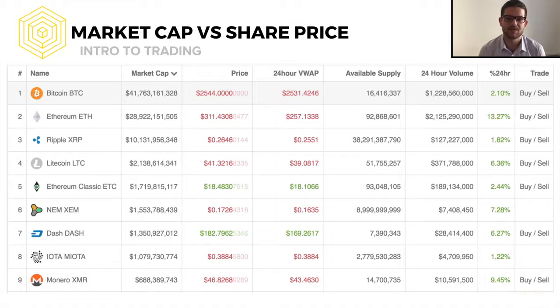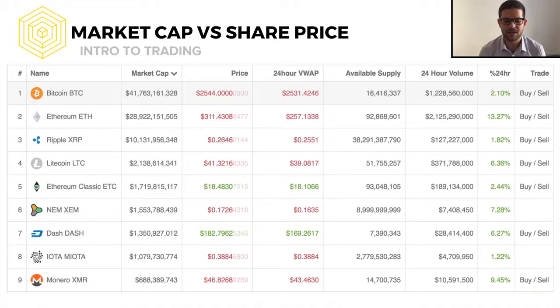I'm showing here a quick screenshot of CoinCap that I mentioned in the beginning. I think it's really important to go over. A lot of people tend to not necessarily see this, especially if they're very new to trading: the difference in market cap and share price. If you look at Bitcoin, the price per Bitcoin is $2,544, and the market cap is $41.7 billion. Whereas Ethereum is $311, but the market cap is almost $29 billion.